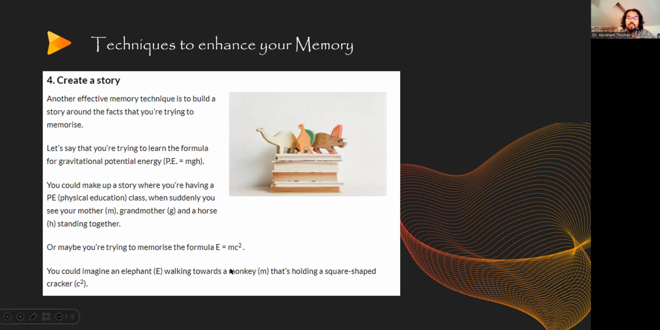So creating a story and seeing a narrative helps to fixate those cognitive processes and your memory with a narrative. Okay, so here they've used the example of trying to memorize E equals MC squared. You can use a visual memory of imagining an elephant walking towards a monkey that's holding a square-shaped cracker. And if you drew that out, of course, after you came up with that story, you would be reinforcing even more cognitive processes that relate to memory.